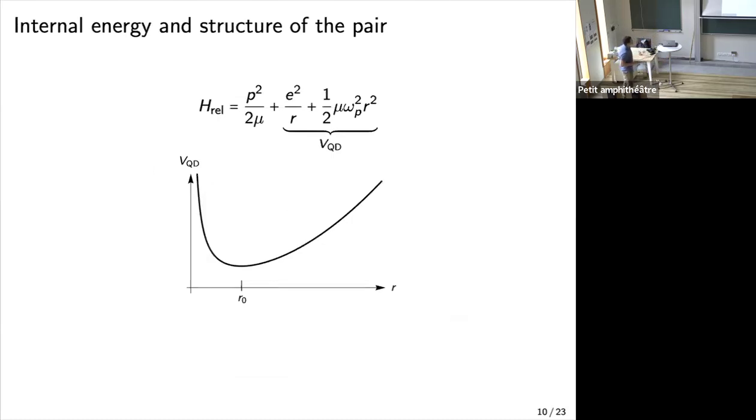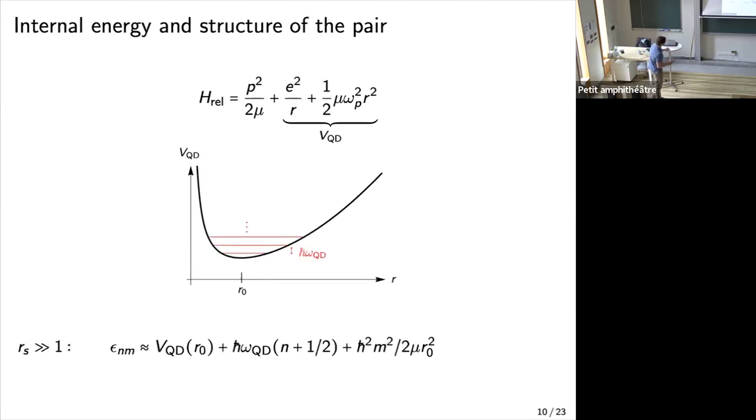Good. So, internal energy and structure of the pair. This is the Hamiltonian for the relative motion from the last slide. Let me package these two terms together into one effective potential that I'm calling V_QD, QD for quantum dot, because we're thinking about this as some kind of effective two-electron quantum dot. You see that at small separation, the Coulomb interaction dominates. We have a strong repulsive barrier. And at large separation, the harmonic confining potential brings the electrons together. And so there's a well-defined minimum at some equilibrium separation R0, where the Coulomb repulsion is exactly balanced by the harmonic restoring force. Okay, so good.